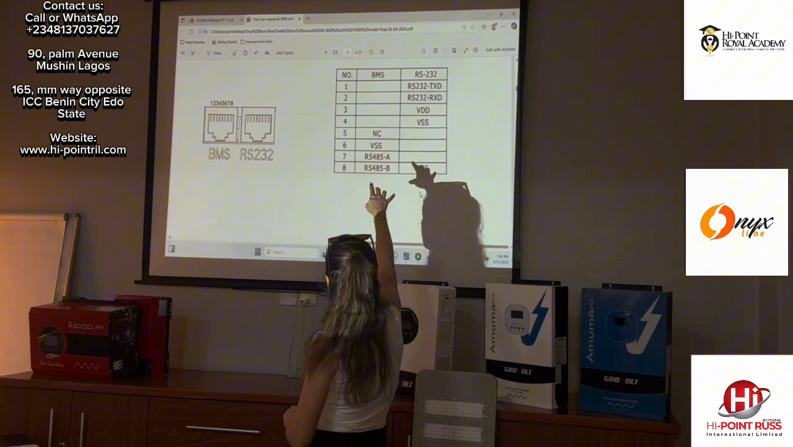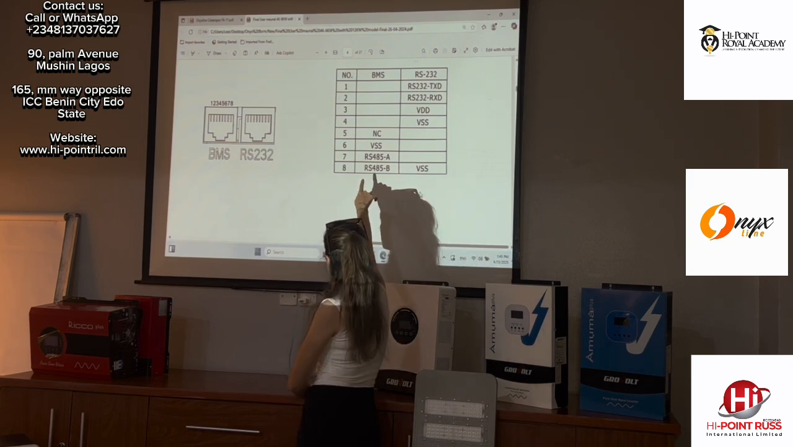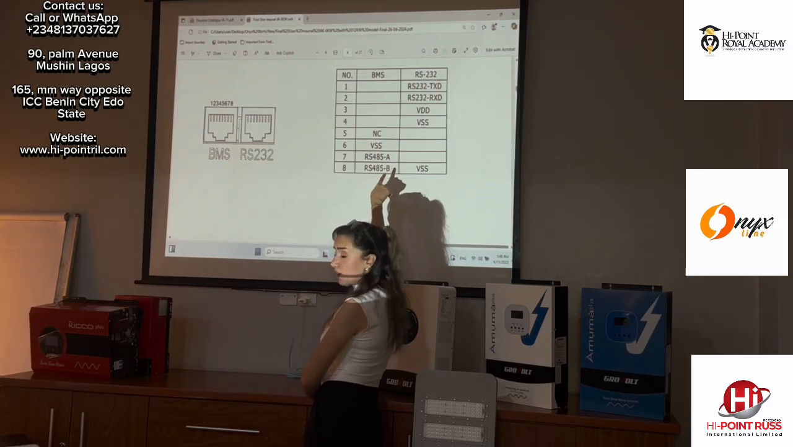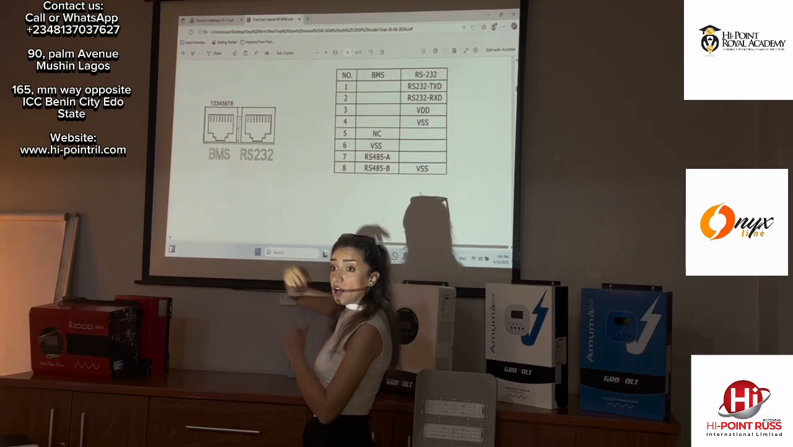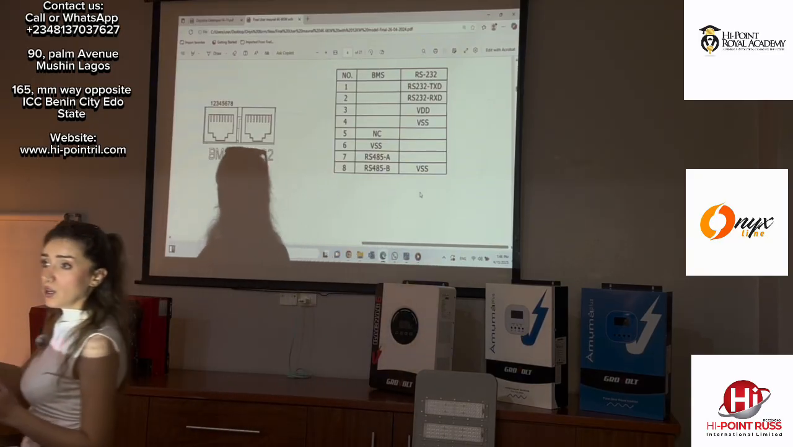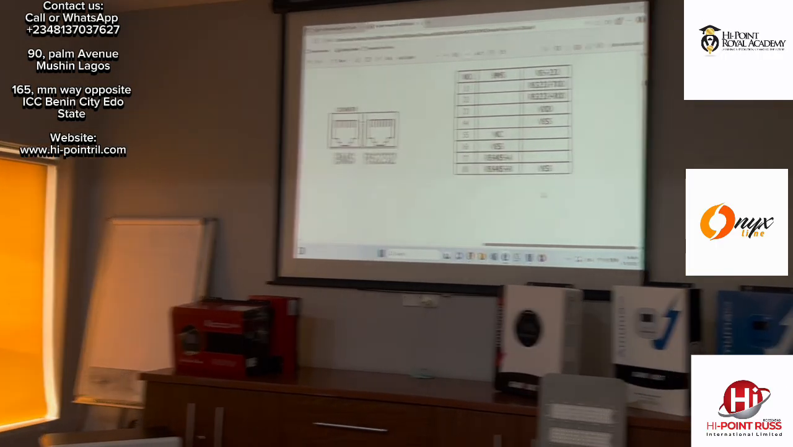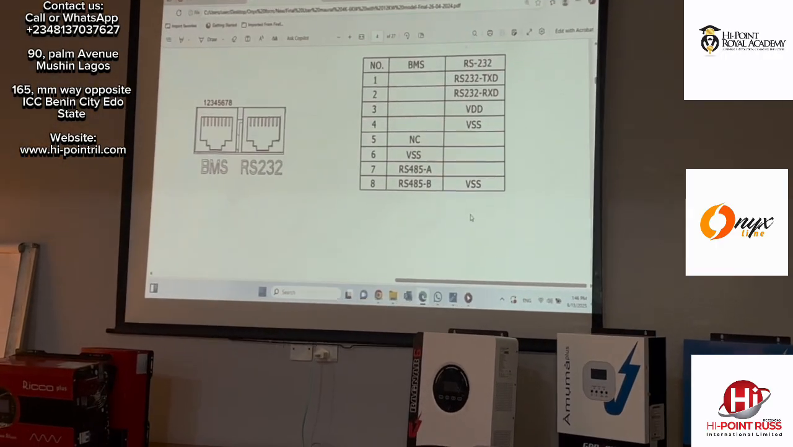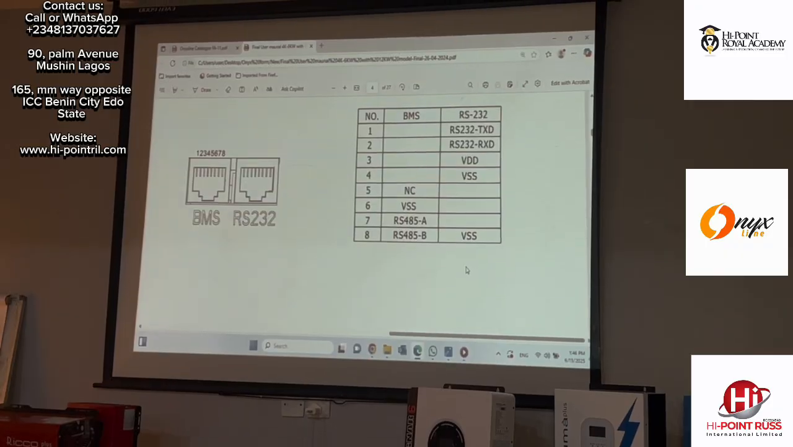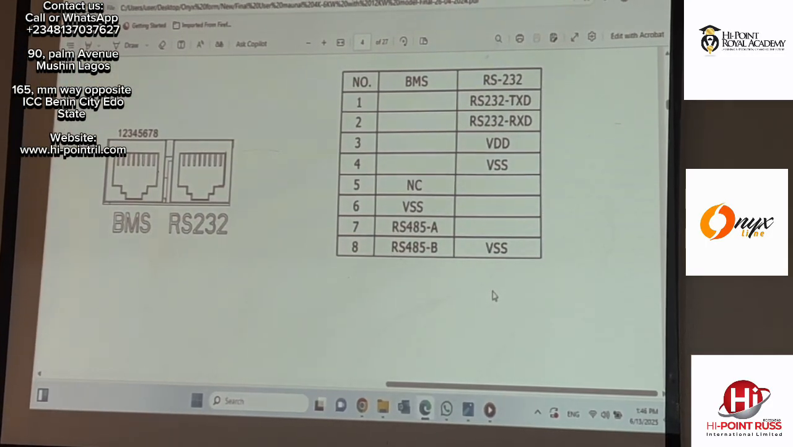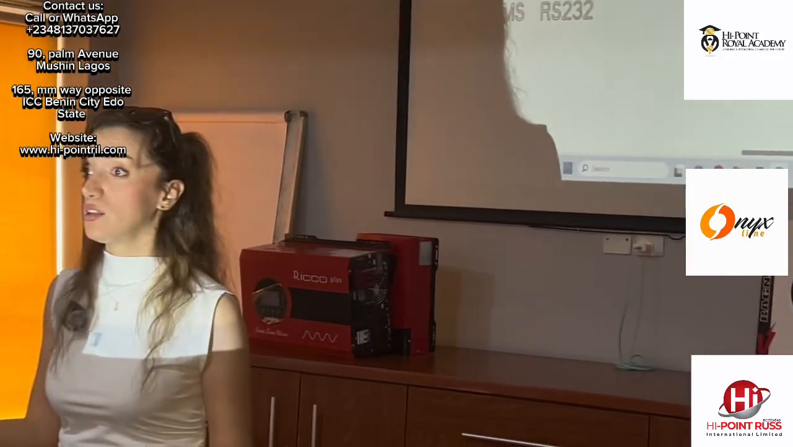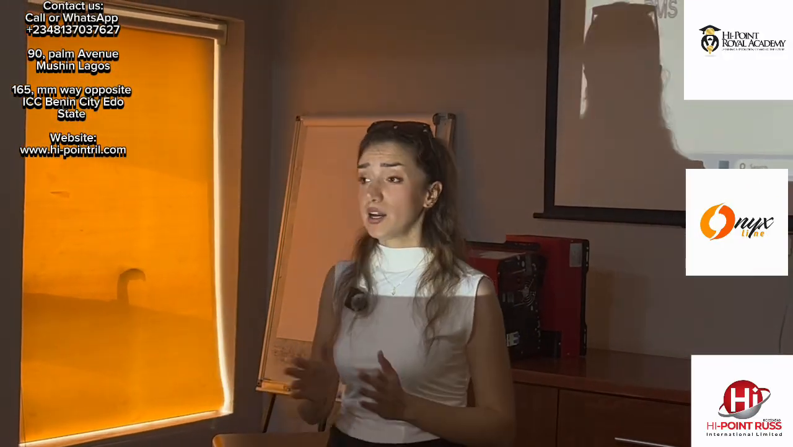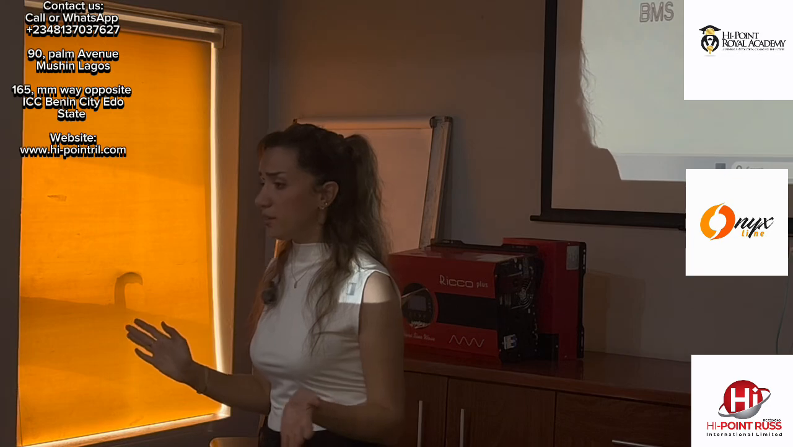This is scheduled. So we will see RS485A and RS485B. It's number 7 and 8. And you will check in your battery which number it is. Then you will cut the cable and put it in the RJ, how it's here, and clamp it again. So in this way you can have communication between battery and inverter, any inverter and any battery.